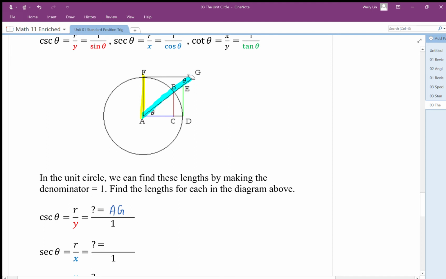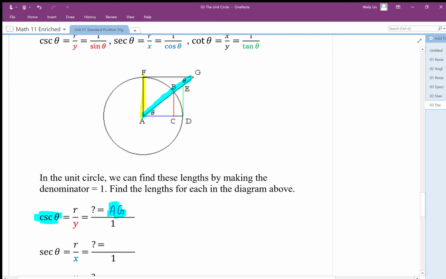So that angle is going to give me the hypotenuse over the opposite side, because remember these 2 angles are the same. So there's my opposite side, hypotenuse divided by 1. That's going to be the cosecant ratio, which means in the unit circle, that line is a cosecant length. Okay, so I'm going to just highlight that. So that blue line is my cosecant length.